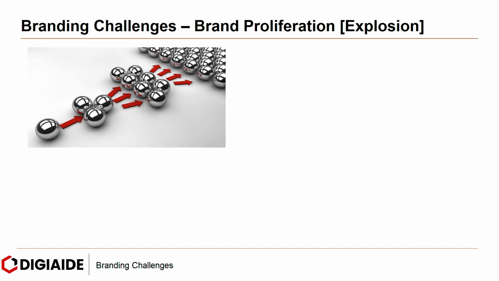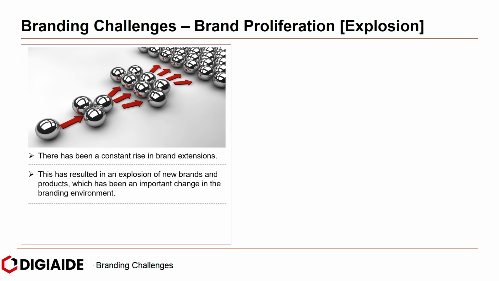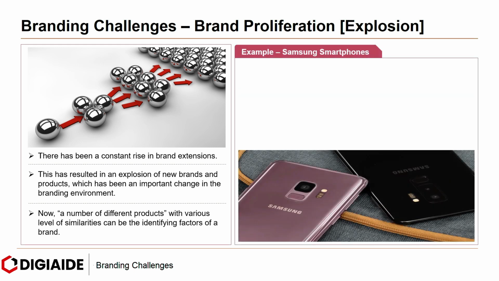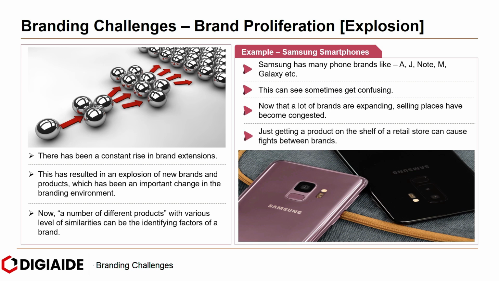Moving on to the second challenge, brand proliferation. There has been a constant rise in brand extensions. This has resulted in the explosion of new brands and products, which has been an important change in the branding environment. Now, a number of different products with various levels of similarities can be the identifying factors of a brand. Example, Samsung smartphones. Samsung has many brands like the A series, J series, Note series, M and Galaxy. This can sometimes get confusing. Now that a lot of brands are expanding, selling places have become congested. Just getting a product on the shelf of a retail store can cause a fight between brands.